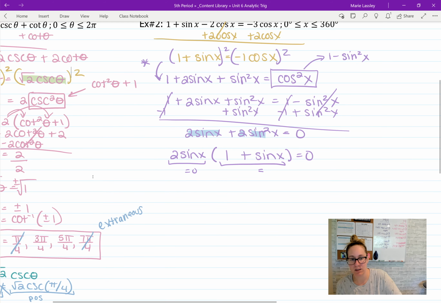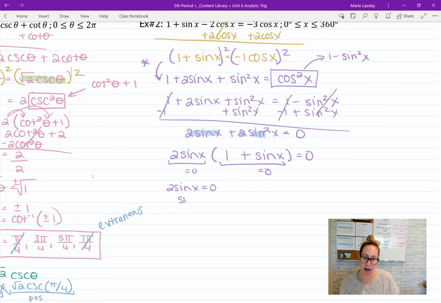So we have 2 sine x equals 0. Divide by 2, it's still 0. Now we need to do inverse sine on both sides, so x equals inverse sine of 0. We need to think, when is sine going to be 0? Looking at our interval, this is 0 to 360 degrees, and we do want our answers in degrees. Sine is 0 at 0 degrees, 180 degrees, and 360 degrees.